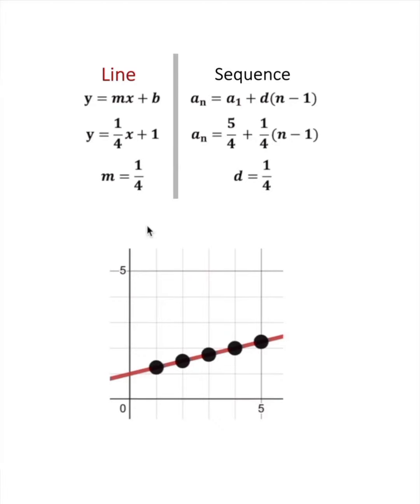M and D are related. So M stands for slope. It's the rise over run of the line, whereas D is the difference for each of these terms. So to get from the first term to the second term, we added 1/4, and we keep adding 1/4. So the slope and the difference are related.